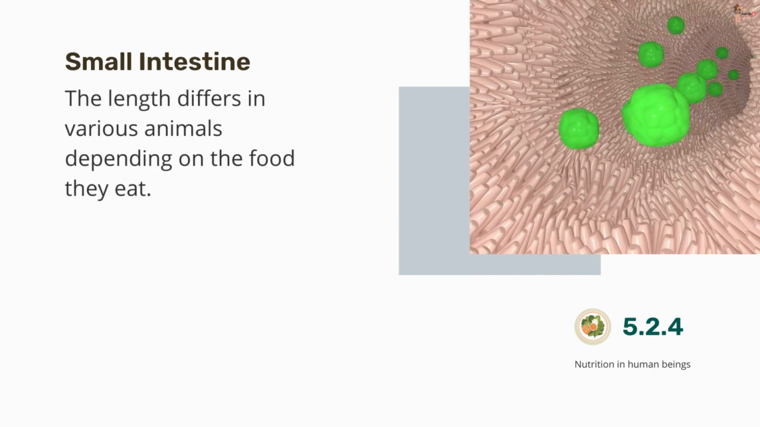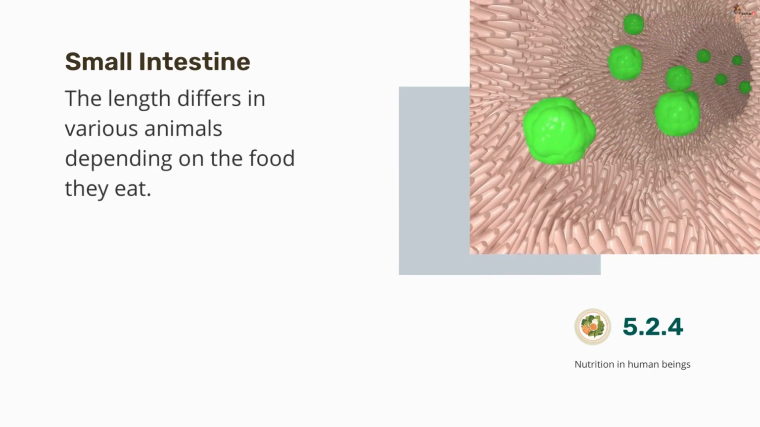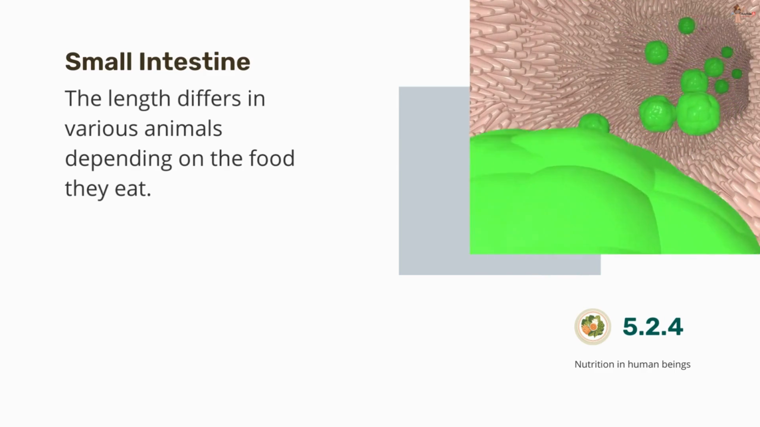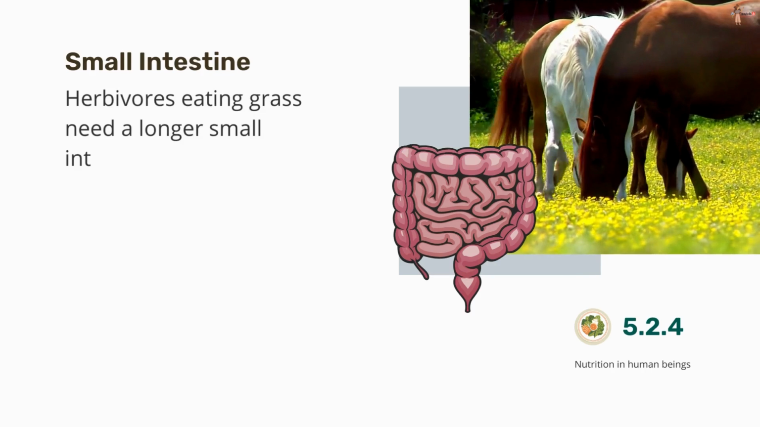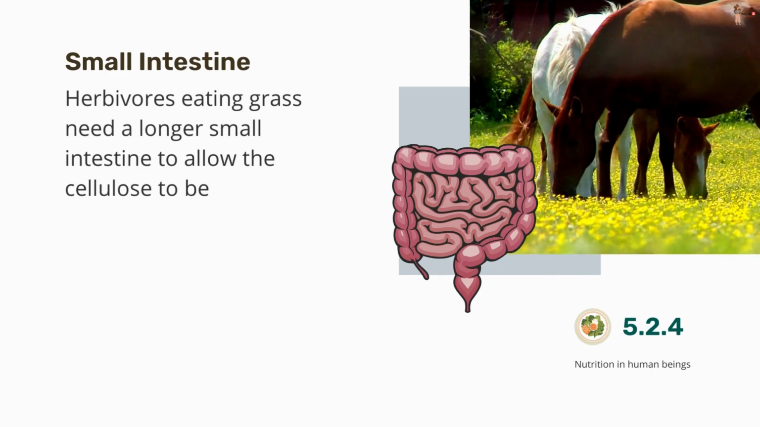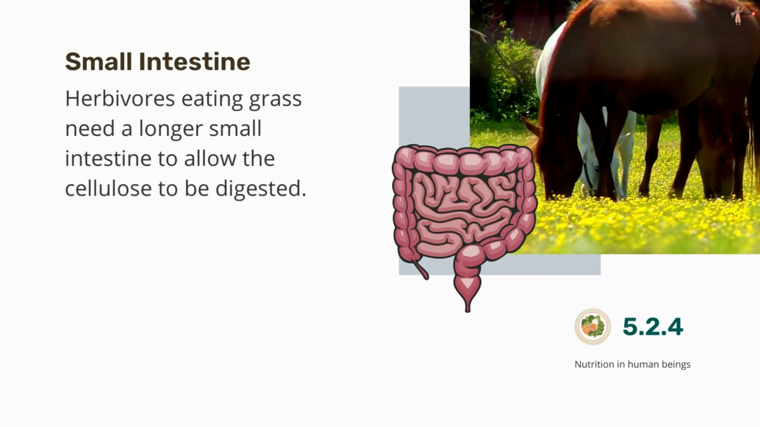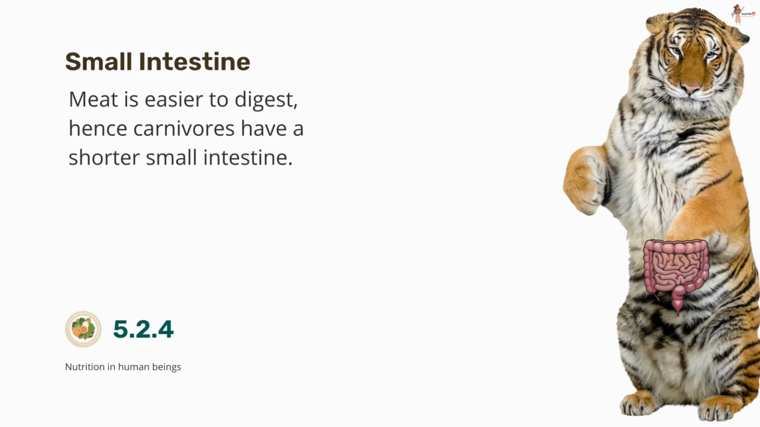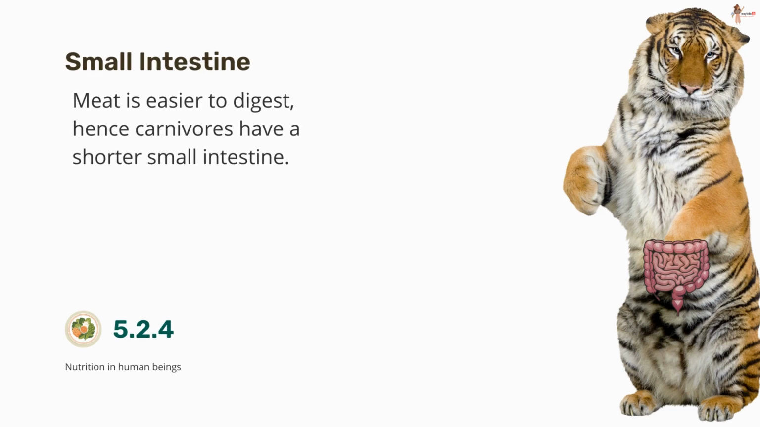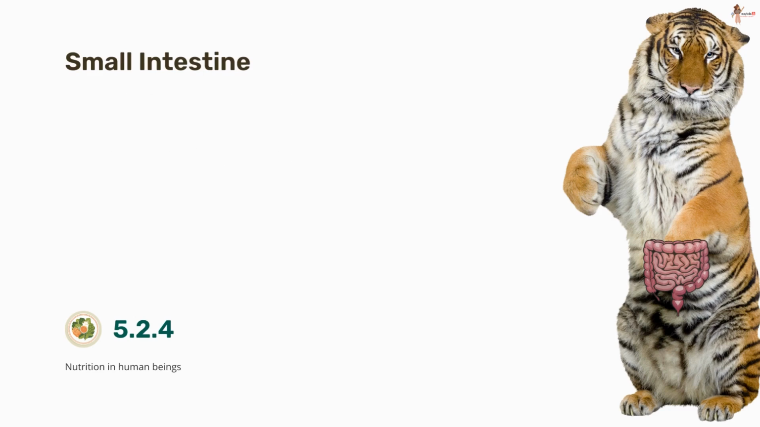The length of the small intestine differs in various animals, depending on the food that they eat. Herbivores eating grass need a longer small intestine to allow the cellulose to be digested. Meat is easier to digest, hence, carnivores like tigers have a shorter small intestine.